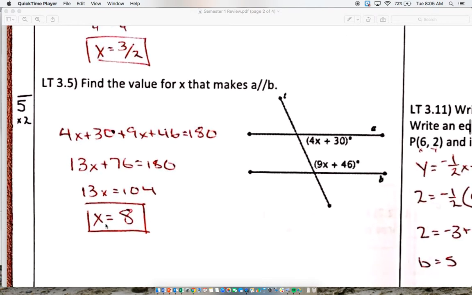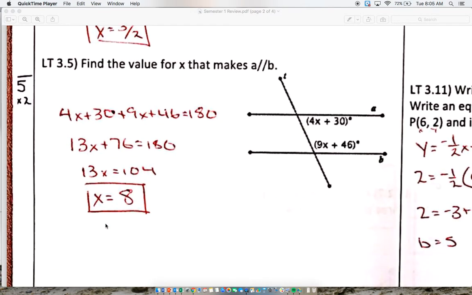All right, find the value for x that makes a parallel to b. Well, you know, when we had parallel lines cut by a transversal, most of the time we had to set them equal to each other. With alternate interior, alternate exterior, and corresponding, you would set the two things equal to each other. But there was one case that was a little bit different than the others, and that was this case, where you had same side interior.